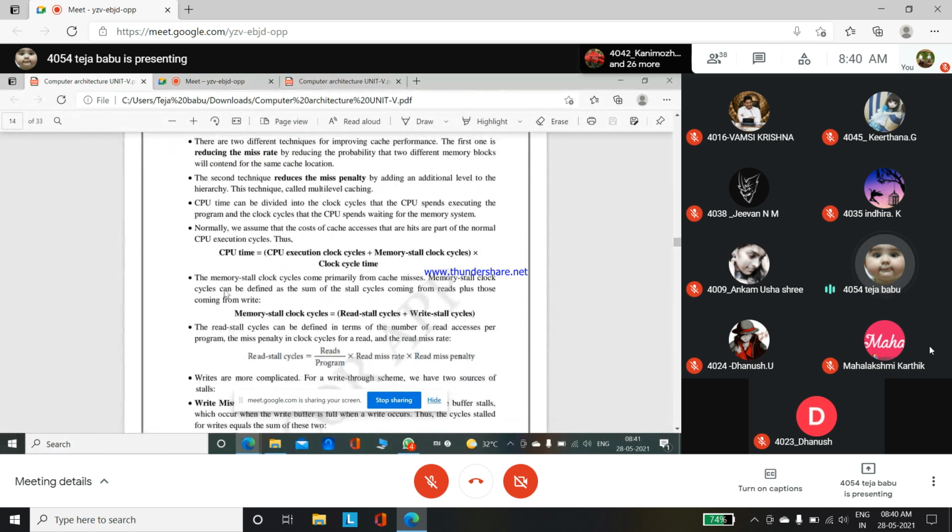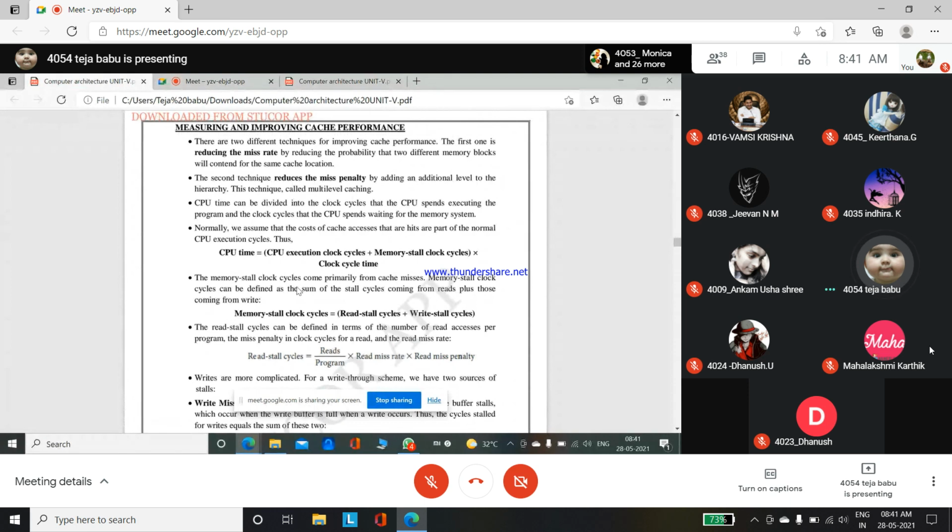The memory stall clock cycles come primarily from cache misses. Memory stall clock cycles can be defined as the sum of stall cycles coming from reads plus those coming from writes. Here, the CPU performs two main tasks, read and write. What is a memory stall? Memory stall cycles per access is defined as the number of stall cycles added to CPU execution cycles for one memory access. Here, the memory stall clock cycles is defined as read stall cycles plus write stall cycles, the two operations mainly performed by the CPU.